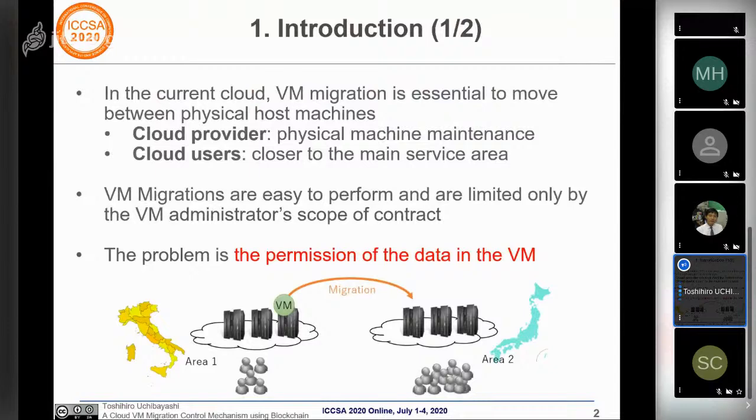First is the introduction. In the current cloud, VM migration is essential to move between physical host machines. For example, cloud providers use migration for physical machine maintenance. Cloud users move their developed VMs to near the physical location. VM migrations are easy to perform and limited only by the VM administrator's scope of contract. This is a serious problem: the data permission in the VM operation.